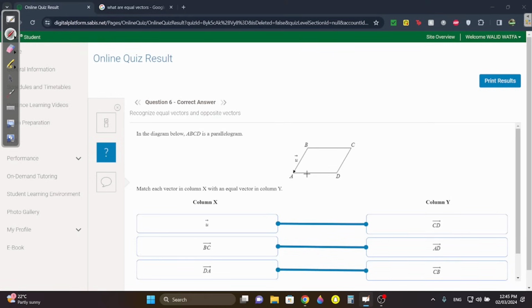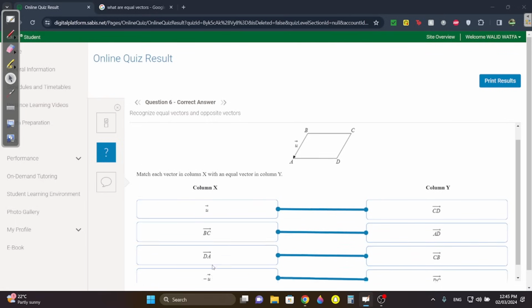This question is easy. Vector U. What is U? It's BA. What is BA equal to? CD, because opposite sides. Okay, BC, what's it equal to? Obviously AD, opposite sides. Then DA, which is over here, obviously equal to CB, opposite sides. The wording, like the endpoints, matters: DA isn't the same as saying AD, because with vectors, the initial point and the final point matter.